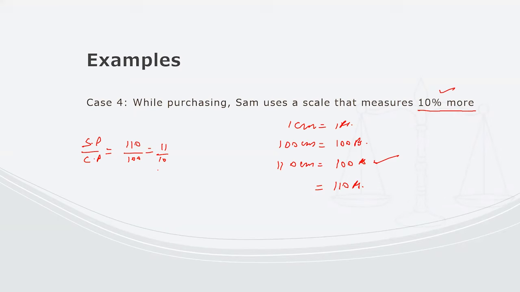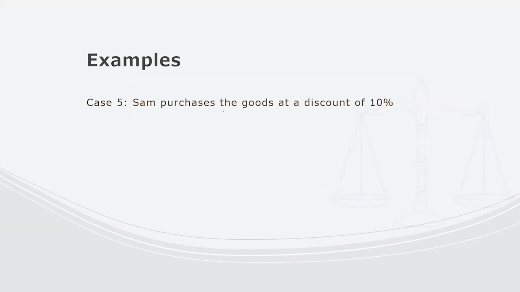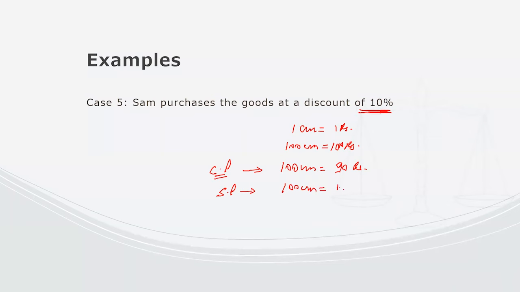Let's move on. Let's look at the fifth case. Sam purchases the goods at a discount of 10%. So 1 centimeter was, let's say suppose 1 rupee, 100 centimeters was for 100 rupees, but he's purchasing it at a discount of 10%. That means his cost will be what? For 100 centimeters, it will be 90 rupees. That will be his cost, right? And what will be his selling price? He is not going to offer the discount. So 100 centimeters, he will sell it at 100 rupees.